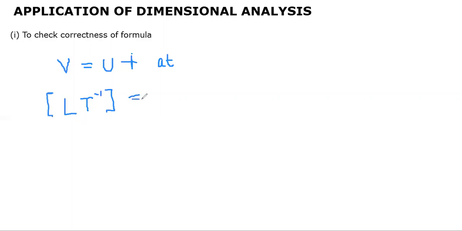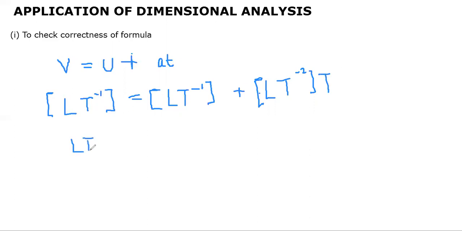LT minus 1 is equal to U, which is again speed, so U is also LT minus 1, plus acceleration. Acceleration dimension is LT minus 2, into T. Dimension of T is T. So if you solve it, what do you get? You get LT minus 1 in LHS, that is left hand side. And in right hand side, what do you get? You get LT minus 1.